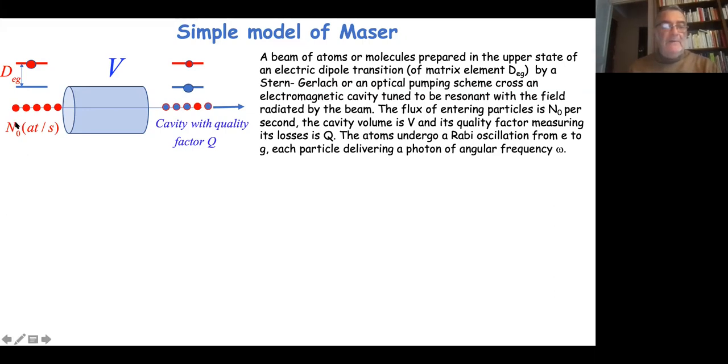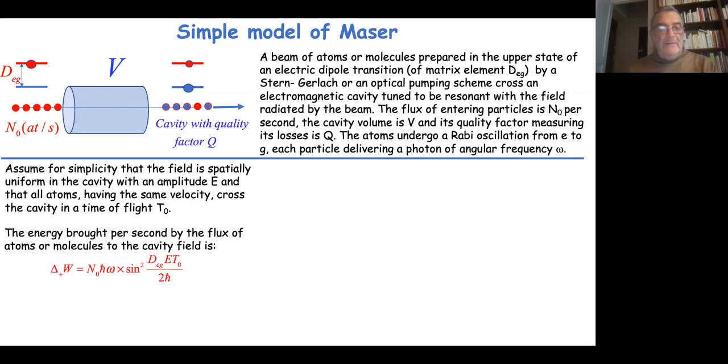You have a flux of atoms, which I call N0. N0 is the number of atoms entering the cavity per second. When the atom leaves the cavity, some atoms are in the lower state, some remain in the upper state. So some photons have been delivered by the atoms to the cavity. I will assume for simplicity that the field is spatially uniform in the cavity, and there is a mode of the field which is like that. The field has an amplitude E, and all atoms have the same velocity, which means that they cross the cavity in the time of flight t0, which is a time corresponding to 1/1,000 or a few thousandths of a second.